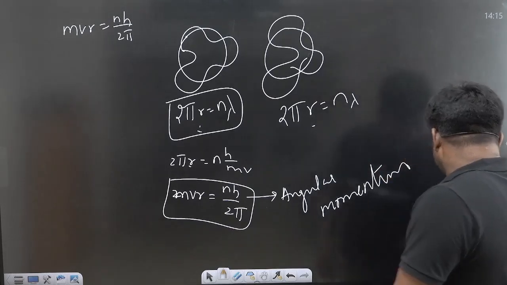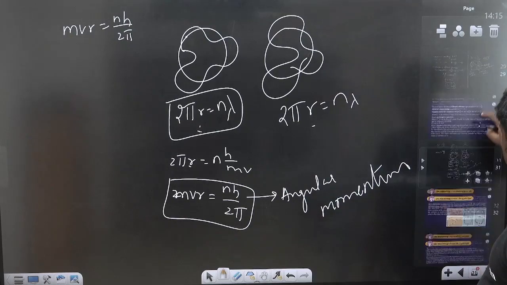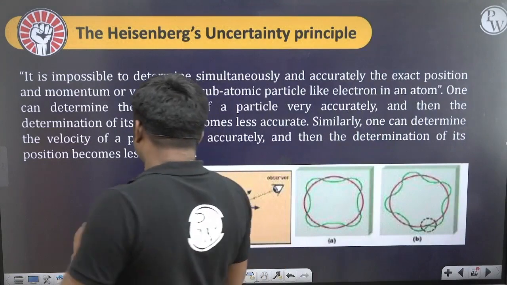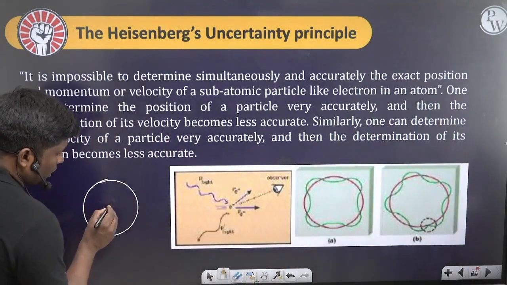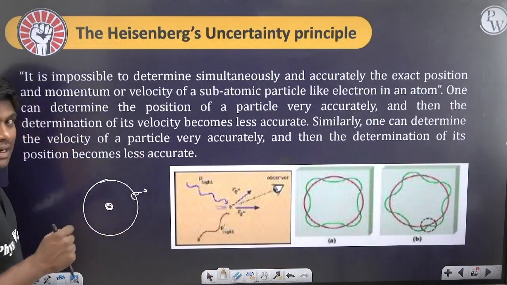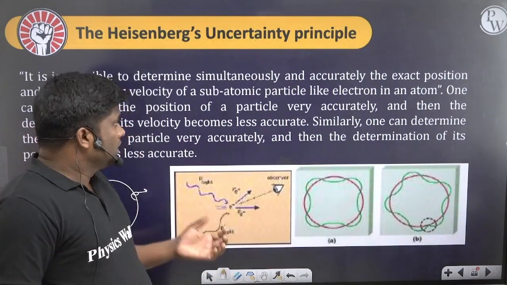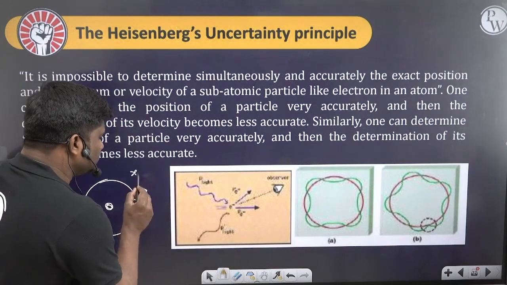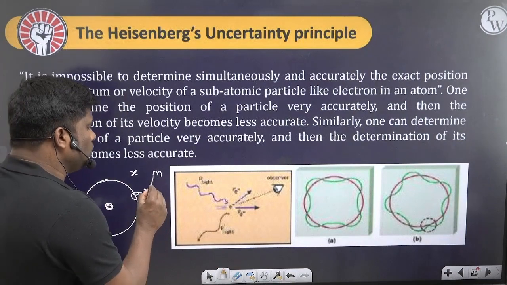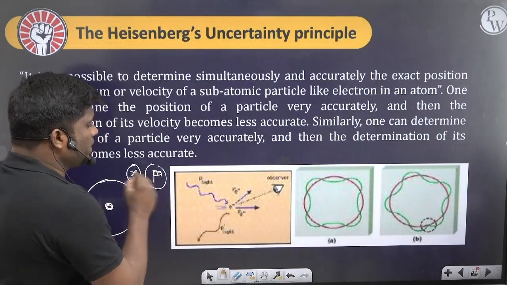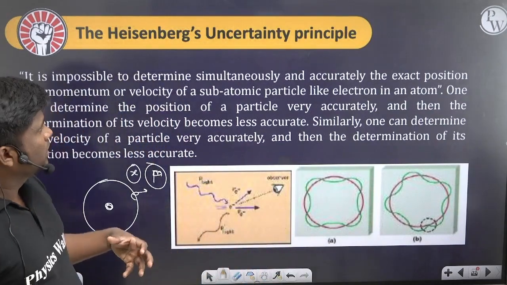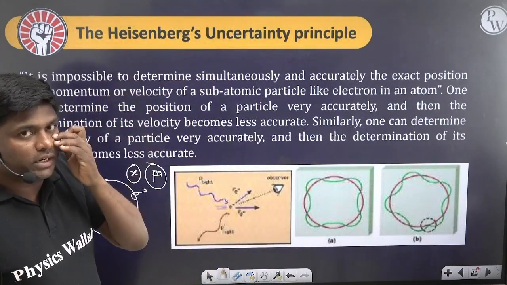Okay. Now, next one is the Heisenberg Uncertainty Principle. According to Heisenberg, when an electron is revolving around the nucleus, we cannot simultaneously and exactly locate its position and its momentum. There will be some uncertainty in the position and momentum. That is what is called the Heisenberg Uncertainty Principle.